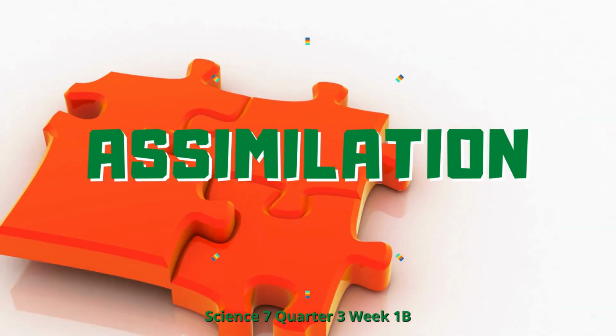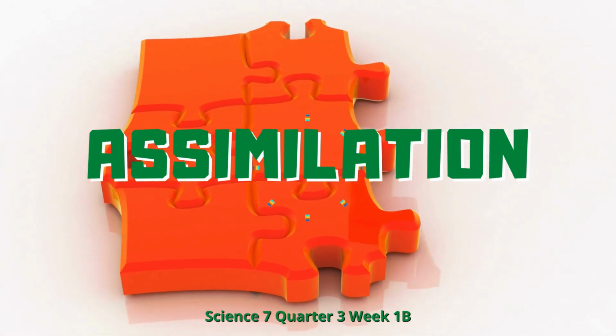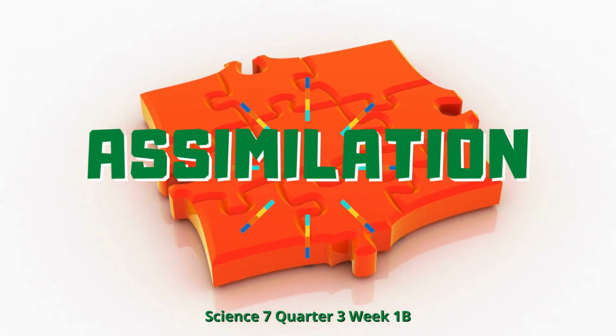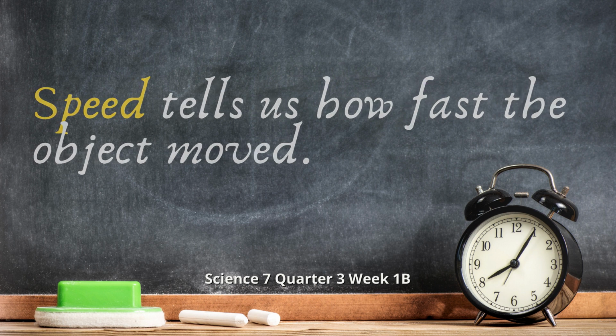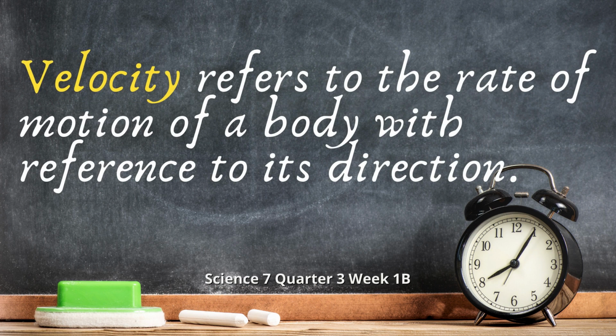Grade 7, this is the assimilation part of this video module. Speed tells us how fast the object moves. It is expressed mathematically by getting the total distance traveled by an object divided by the time it took to travel such distance. Velocity refers to the rate of motion of a body with reference to its direction. It is simply defined as a speed with direction.